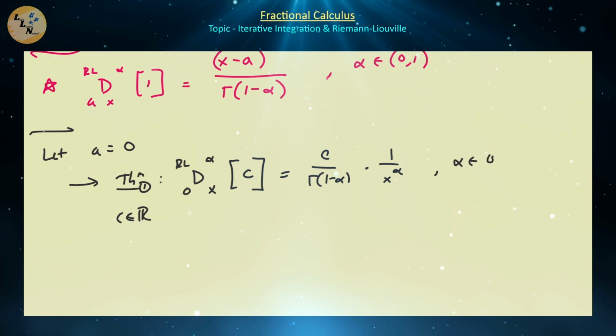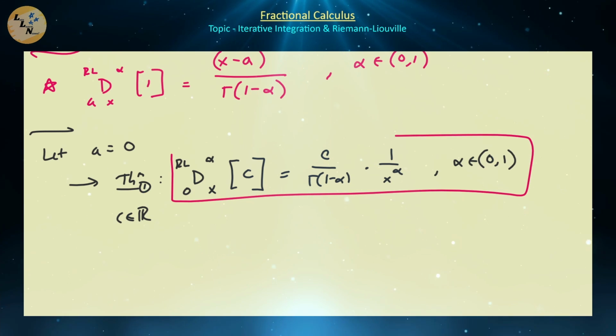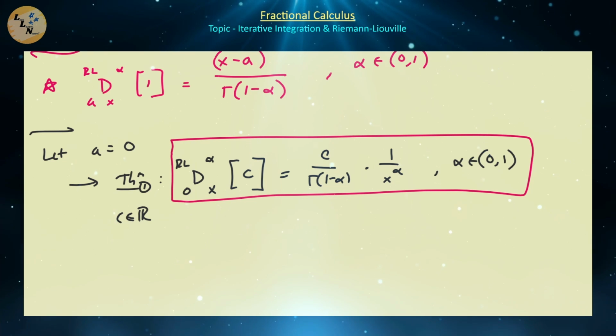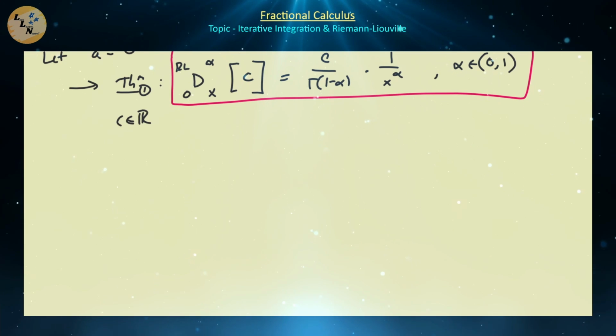Again, alpha belongs to 0 to 1. Now this relationship should look extremely familiar. This is the same exact result we got from simply extending the factorial via the gamma function in the power rule for monomial functions. It is the same exact thing.